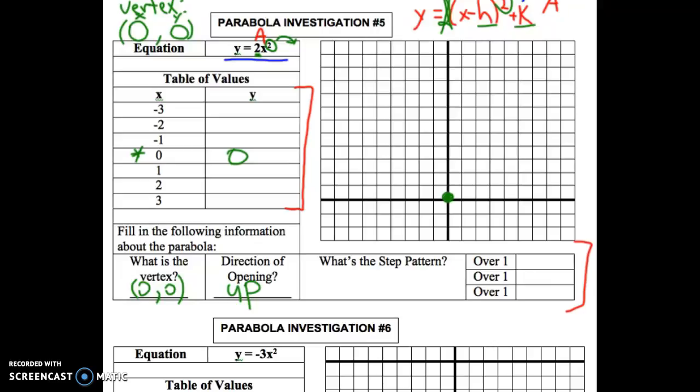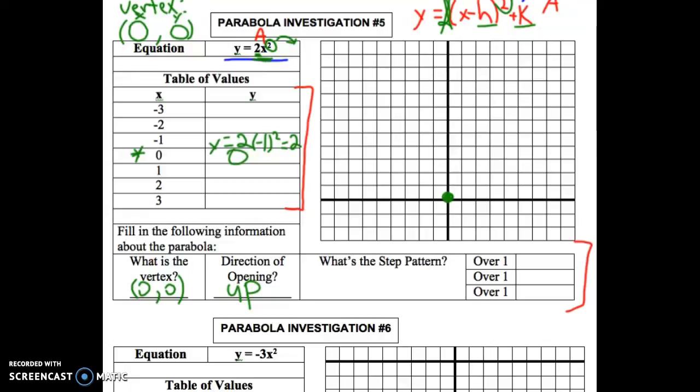So I'm going to hold off on the step pattern just to show you what actually is happening to my y values because they're being multiplied. They're all going to be inputted into this function, but then they're all going to be multiplied by the number 2. So they're going to be bigger than the original parent function. So if I put a negative 1 in there, let's say y equals 2 times negative 1 squared. So negative 1 squared is 1, 2 times 1 is 2.